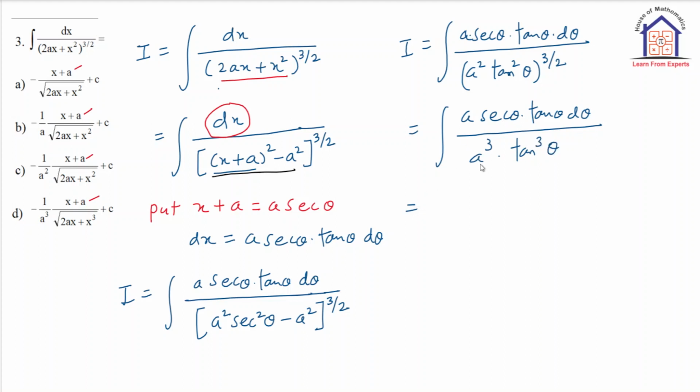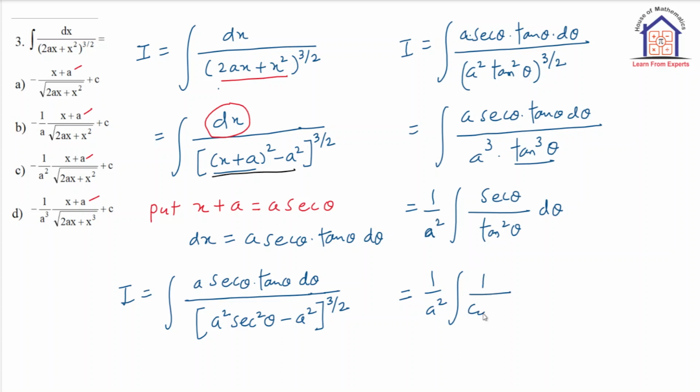So here the constant a upon a cube, so 1 by a square will be constant in this integral, taking it outside. And the term which will get cancelled: numerator sec theta upon tan cube theta, so one tan theta will get cancelled and this will be tan square theta d theta. Now we will convert this in terms of sine and cos. So sec theta is 1 by cos theta, into 1 by tan square is cot square, and cot square is cos square by sine square theta d theta.